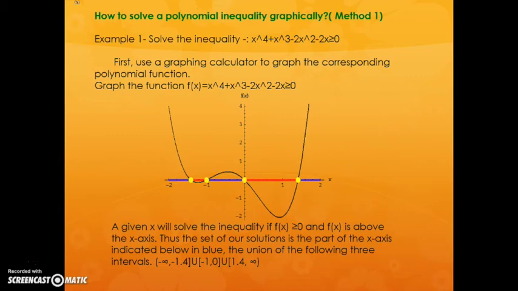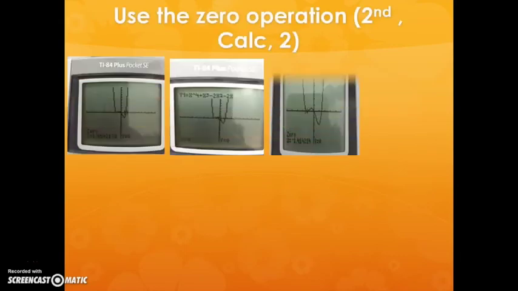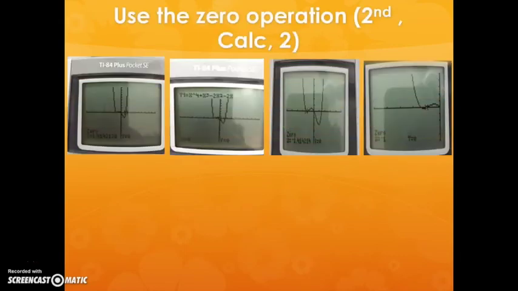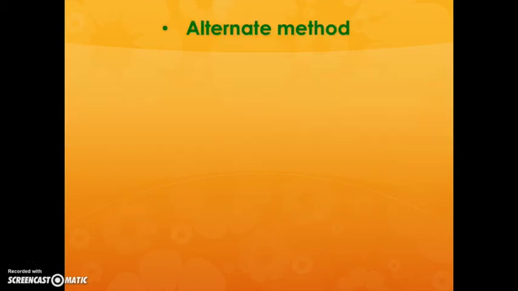A given x will solve the inequality if f(x) is greater than or equal to 0, and f(x) is above the x-axis. Thus, the set of our solutions is the part of the x-axis indicated below in blue, the union of the following 3 intervals. Next, use the zero operation. To do that, you have to click second, then calc, then 2 on the graphic calculator, and you'll get 4 zeros, which are 0, 1.4, negative 1.4, and negative 1 to 1 decimal place.